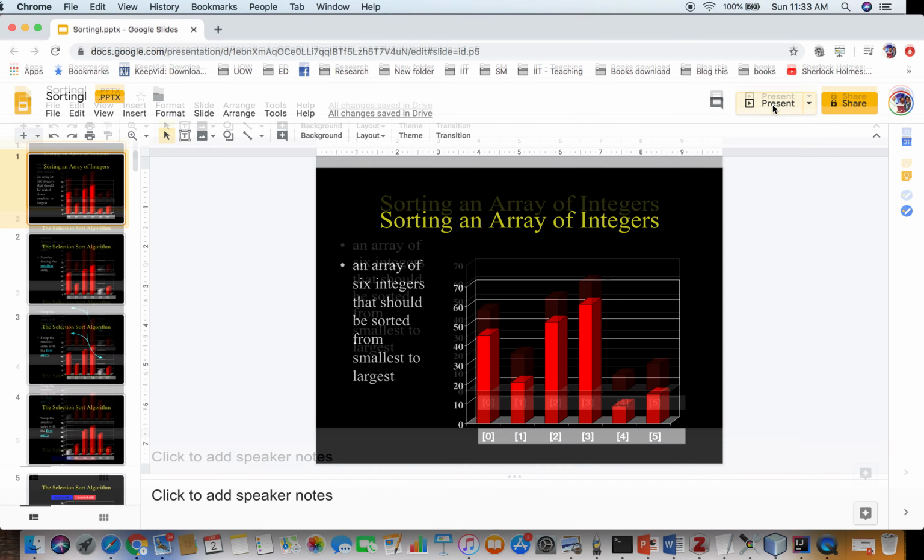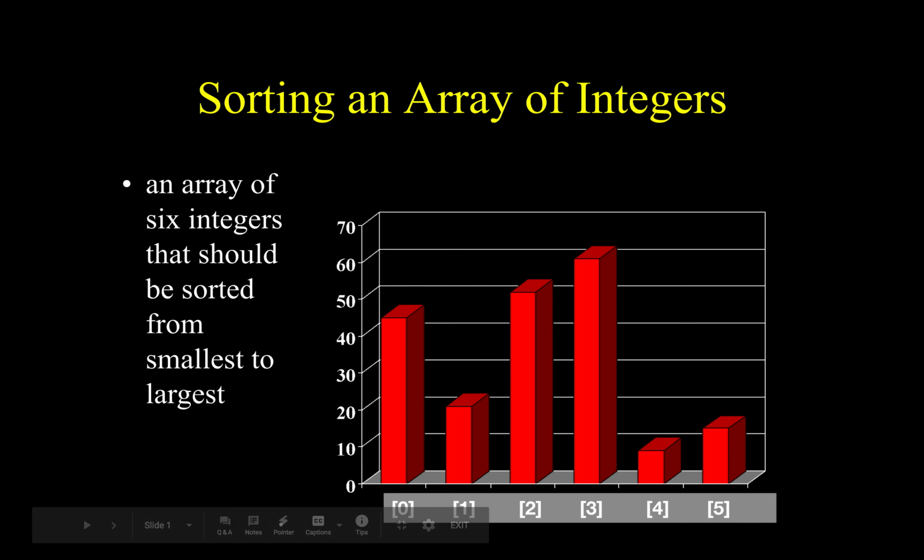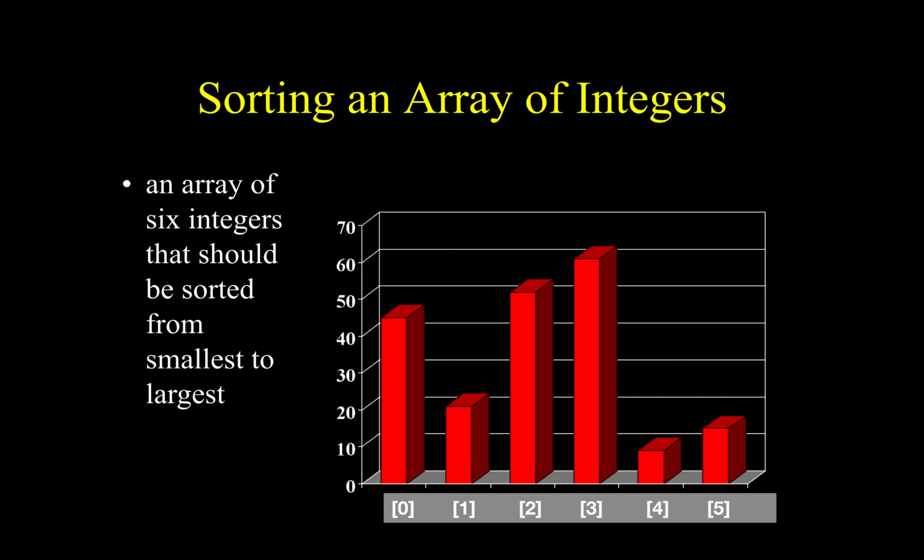In this session, we'll look at selection sort. So, when we have a number set to be sorted, we have an array of integers. An array of 6 integers should be sorted from smallest to the largest. We have 6 integers as indicated here, and we have a plot as well.